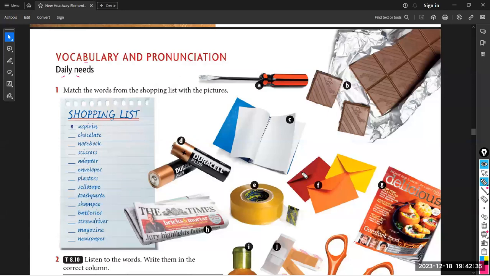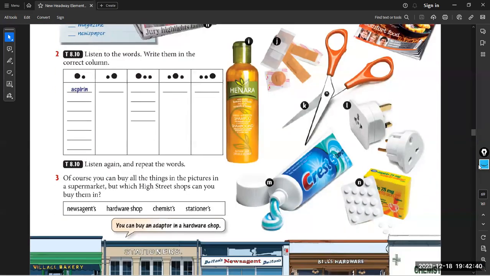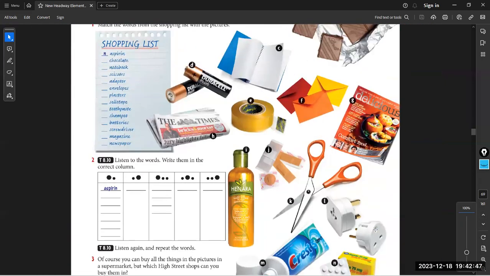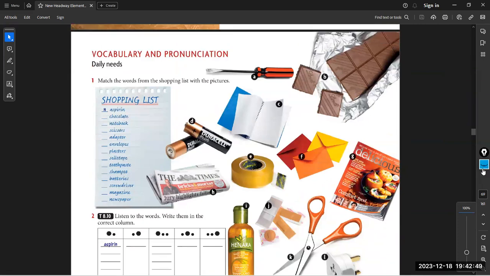First of all, this is aspirin. So it is medication. But wait, let's just know the names of the things, and after that, learn the places where we can buy them. Chocolate. What is the number of chocolate? B. So please write B here. Now, notebook. C. Amazing. Scissors. K.